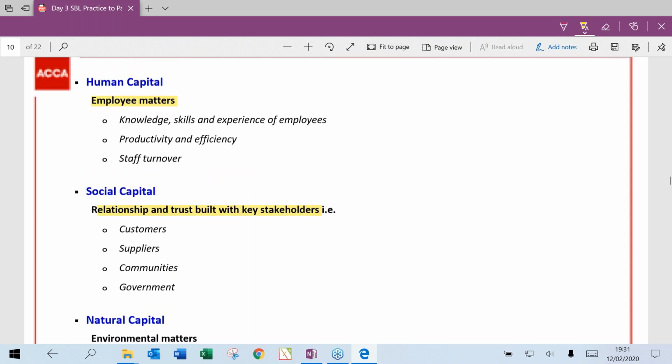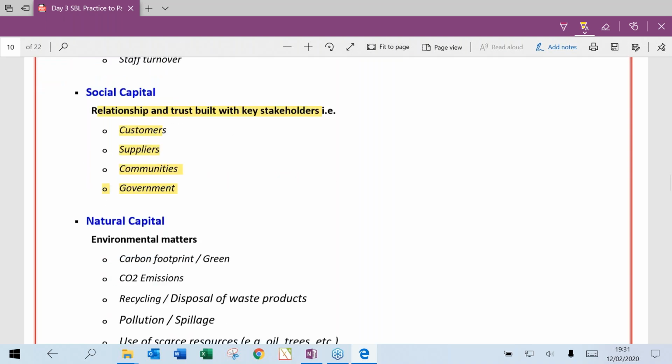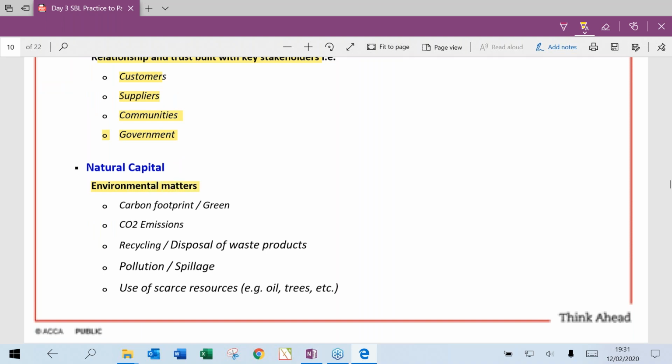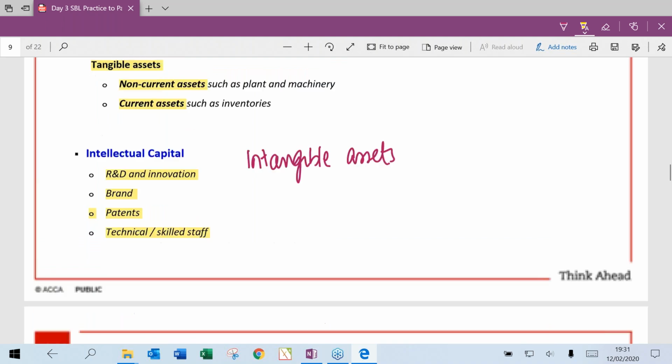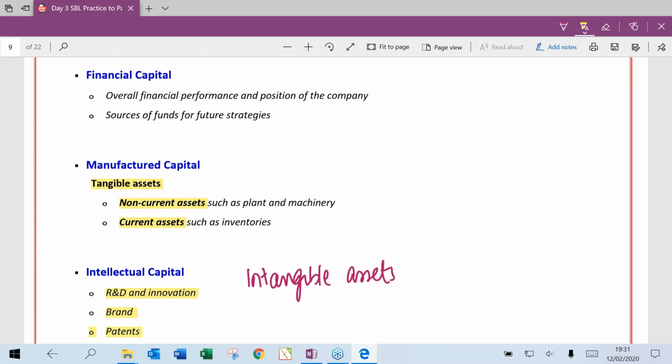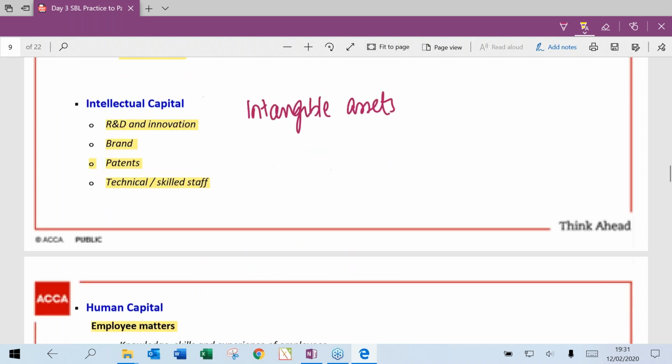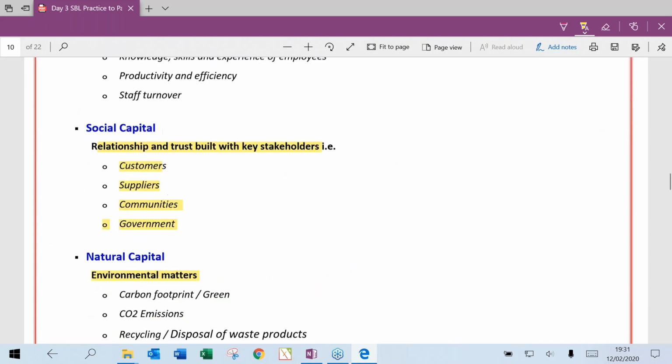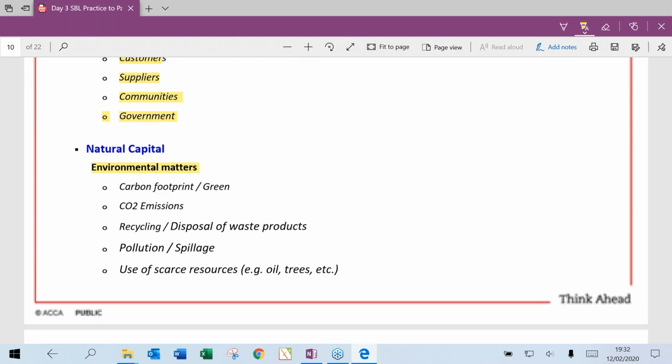So social capital here talks about customers, suppliers, communities, governments, okay? And the last one is natural capital, which is the environmental aspects, the ecological aspects like carbon, CO2 emission, recycling, pollution, scarce resources. So you see, so now what are the six capitals of an organization? Financial capital, manufactured capital, intellectual capital, human capital, social capital, and natural capital.